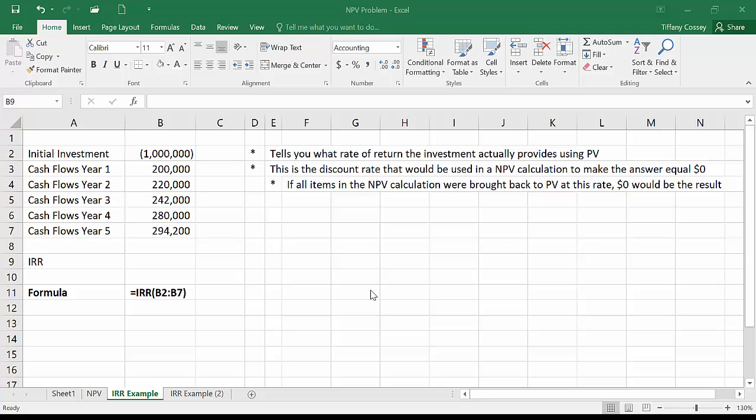But IRR is the net present value process, flipped backward. You know your cash flows, but you don't know your discount rate. IRR tells you what discount rate you would use to make this series of cash flows equal 0 net present value at the end of the day.